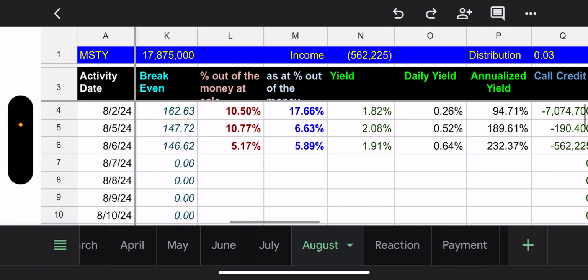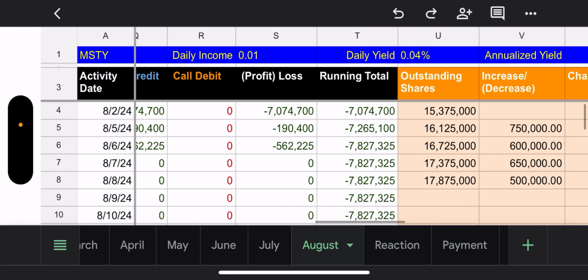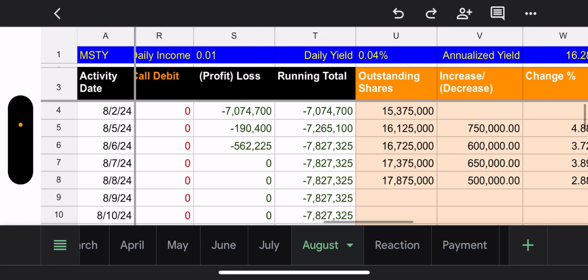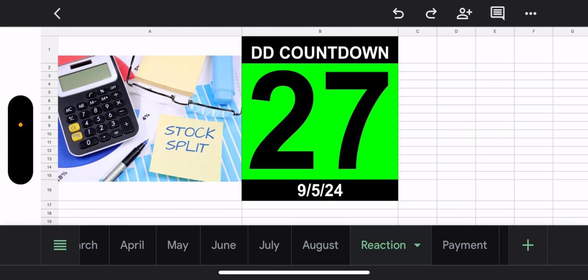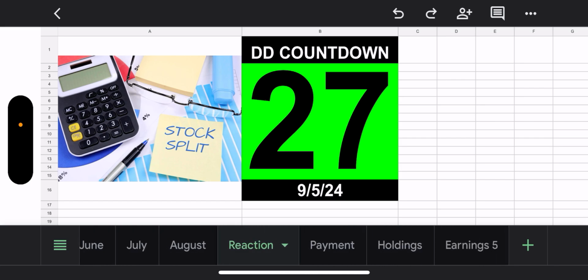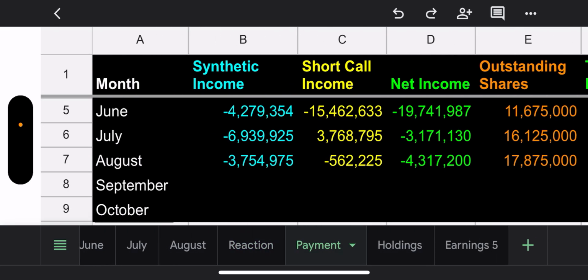Outstanding shares, 17,875,000. Net income, meh, 562,000. Distribution, 3 cents. Daily income, a whopping 1 penny a day. Woohoo! Daily yield 0.04%. Annualize that, a whopping 16%. And look at this cool little image, stock split, because I finally updated the forward stock split numbers, so we can now move on from that, thankfully. A lot of crap went on the past 2 weeks on these funds. It's just madness and chaos.